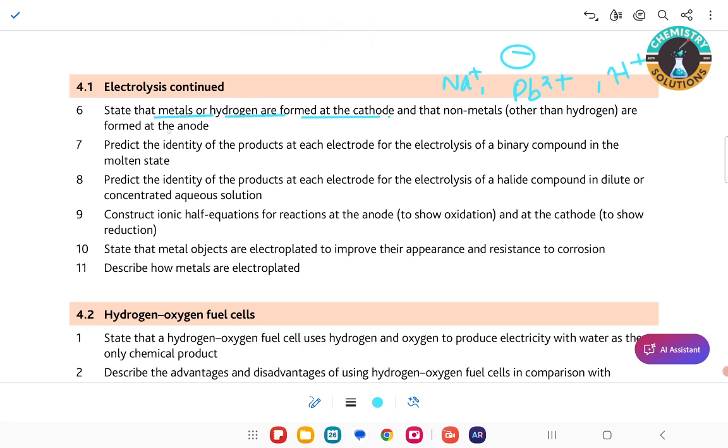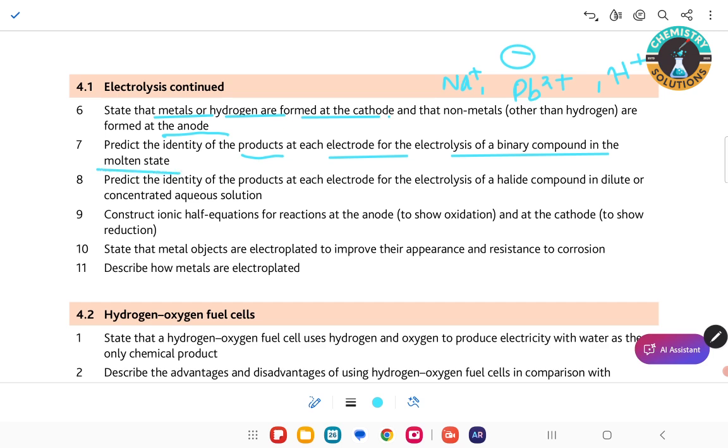Non-metals are formed at the anode, such as chlorine or iodine, if we have the respective compounds, and oxygen. As you know, non-metals form negatively charged ions, so they move towards the positive electrode, which is the anode. Predict the identity of the products at each electrode for the electrolysis of a binary compound in the molten state.